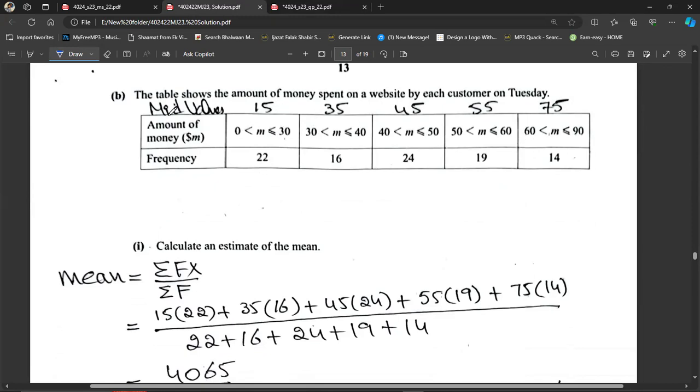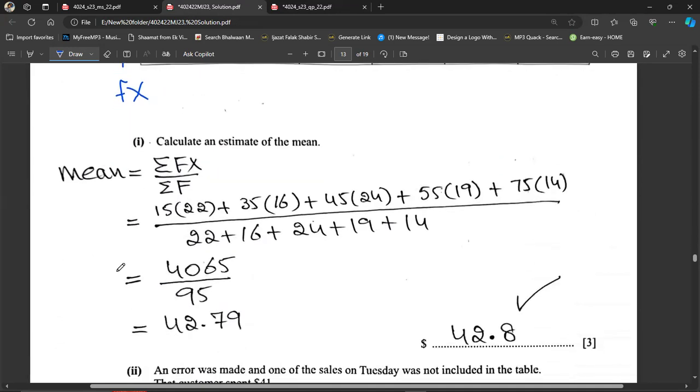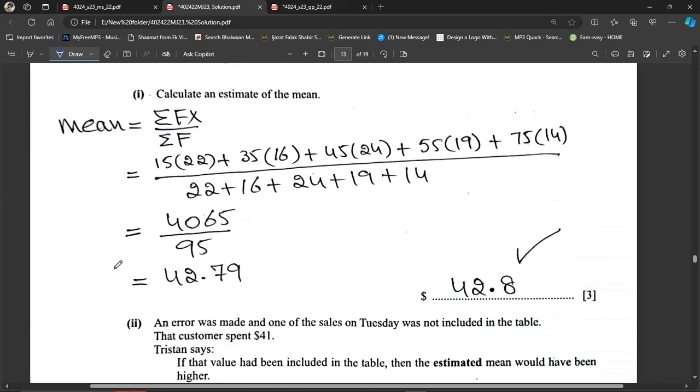So once you know the mid values, these will be the x values and this will be the frequency. So what we will do, we will multiply them. This will give me fx. Multiply the mid value with the frequency. We also call the mid values class marks. 55 multiply 19, 75 multiply 14. So the mean is equal to the summation fx divided by the summation f.